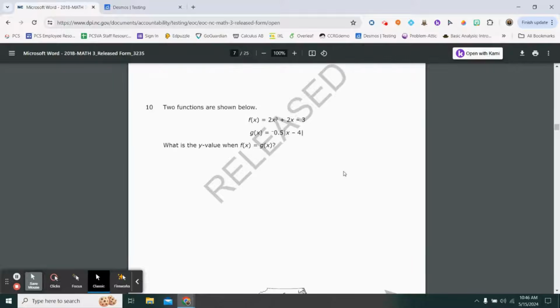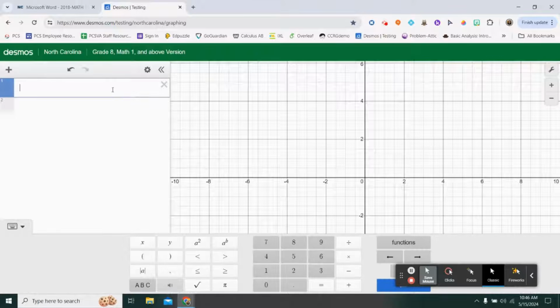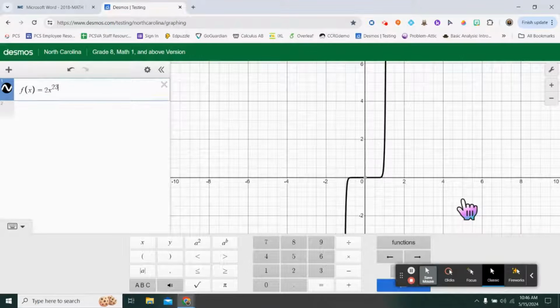All right, number 10, we have a system of equations. We have f of x and g of x, and it wants to know the y value when they're equal. So this is all I do. F of x equals, and then I'm going to put in that function, which was 2x to the third, plus 2x, and then minus 3.